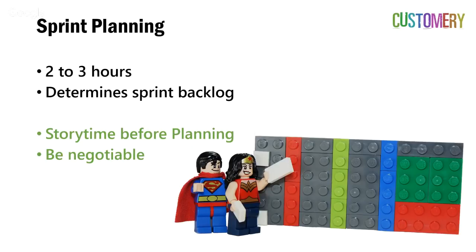Be negotiable in sprint planning. The dev team needs to trust the product owner has done her job of prioritizing the highest value items. And the product owner needs to trust the dev team when it selects which of the highest priority items it's going to work on.